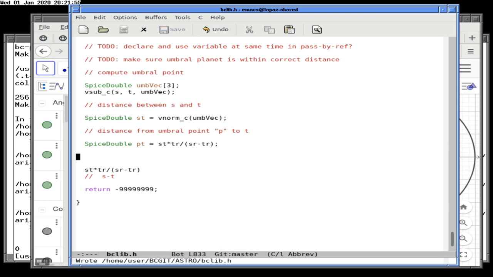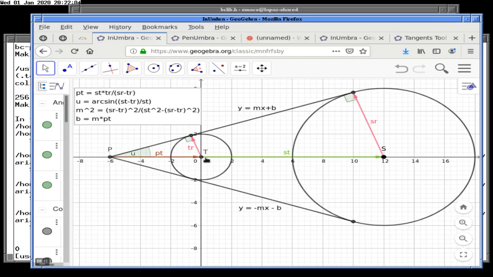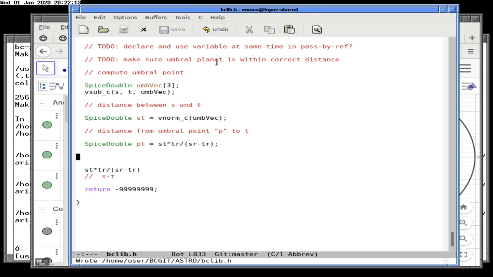Okay, so now we have the step where we take the umbral vector, we flip it, and we make it of length PT. So let's see what we can do here. It's actually not that hard to do. And I think I want to give it a different name. And I'm going to cheat here. I'm not going to use the CSPICE functions. It's really easy to do this. But okay, so flip umvec. Make it length PT.